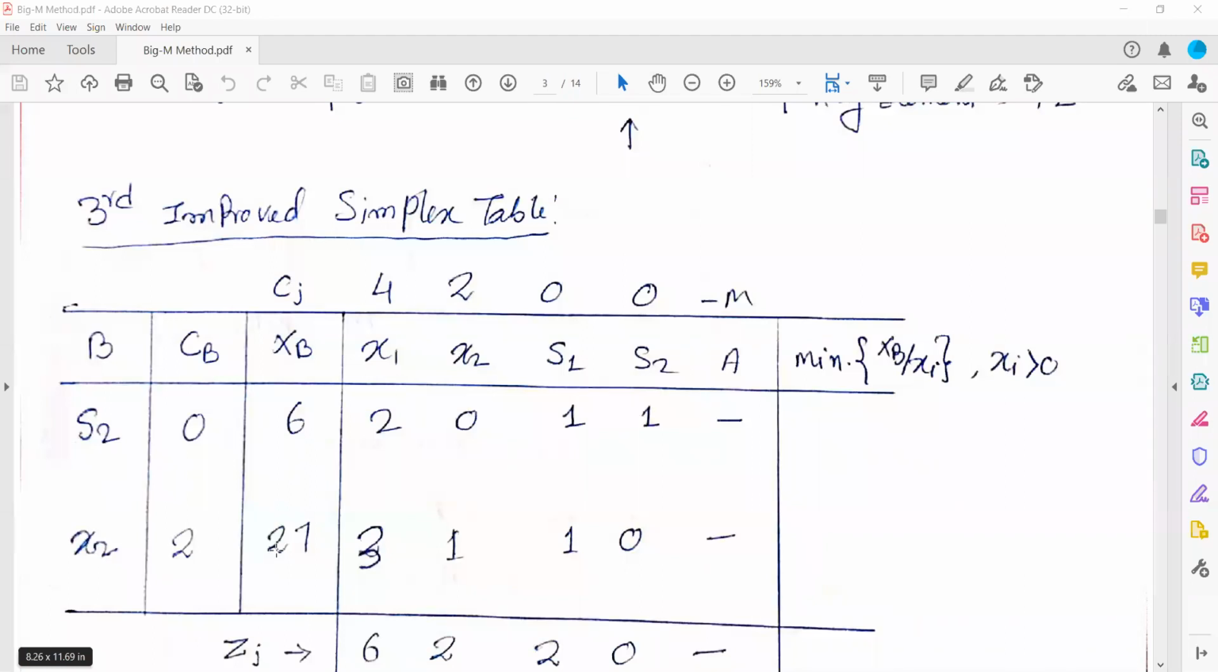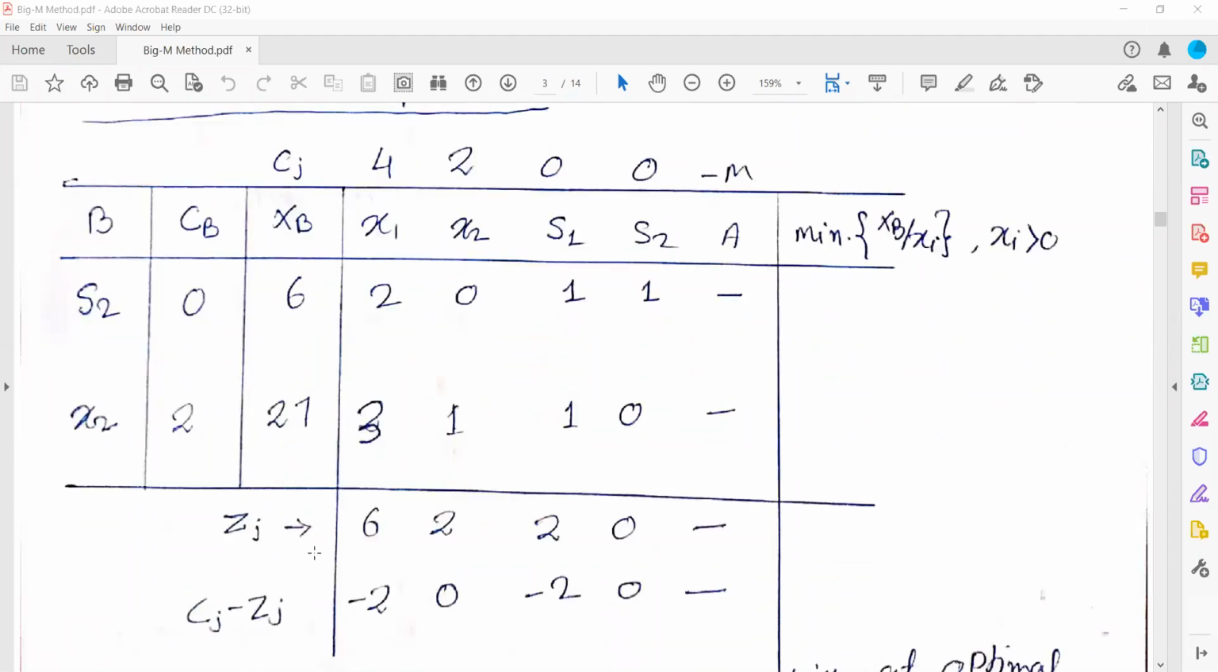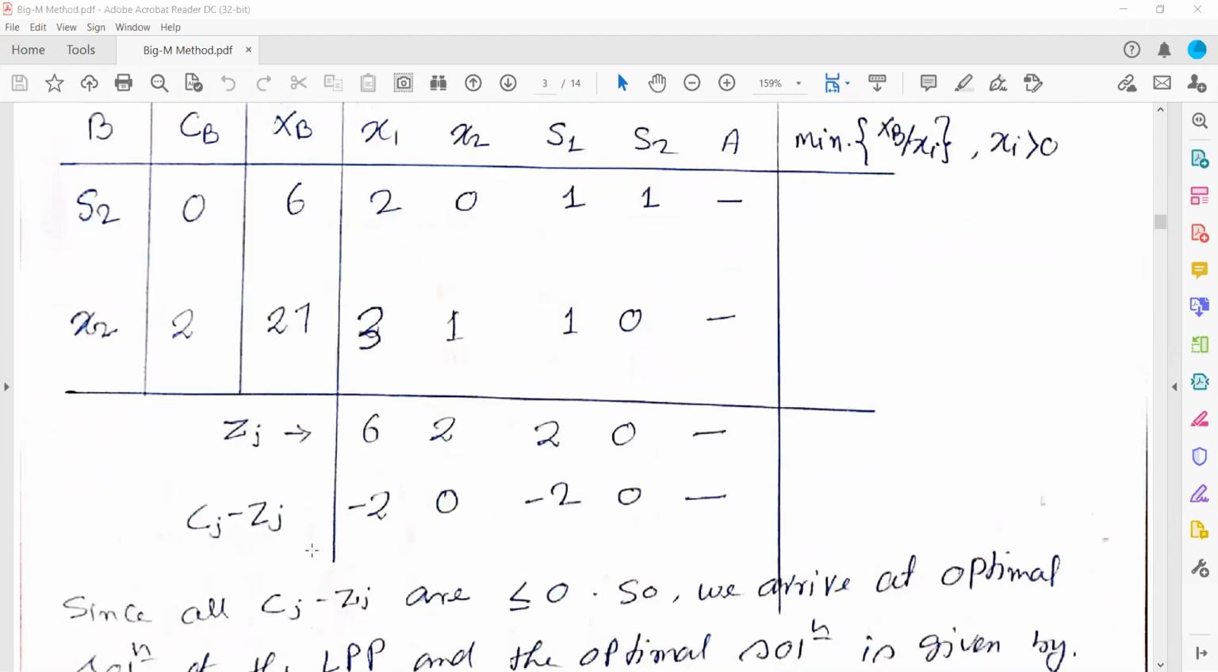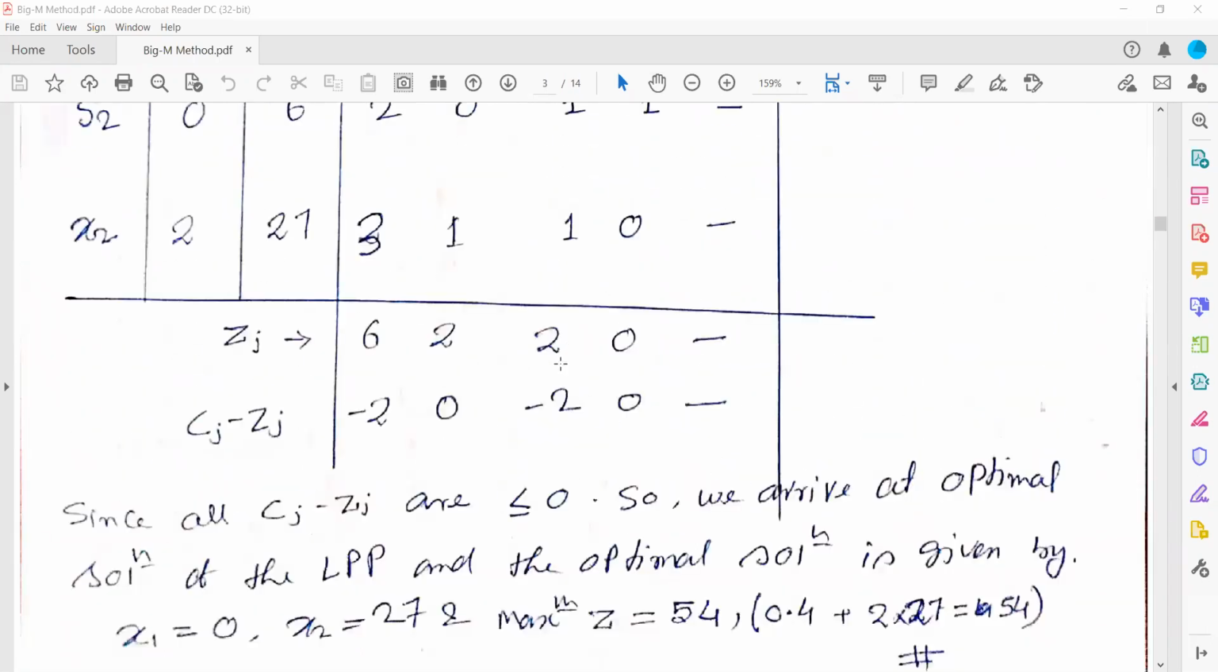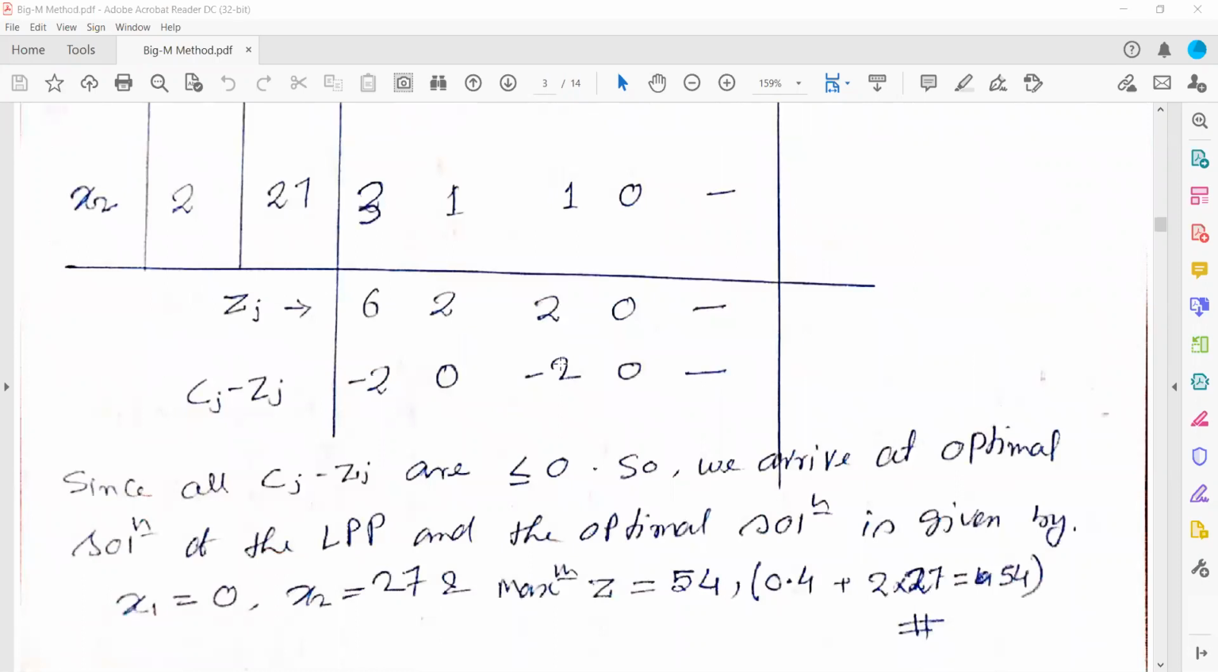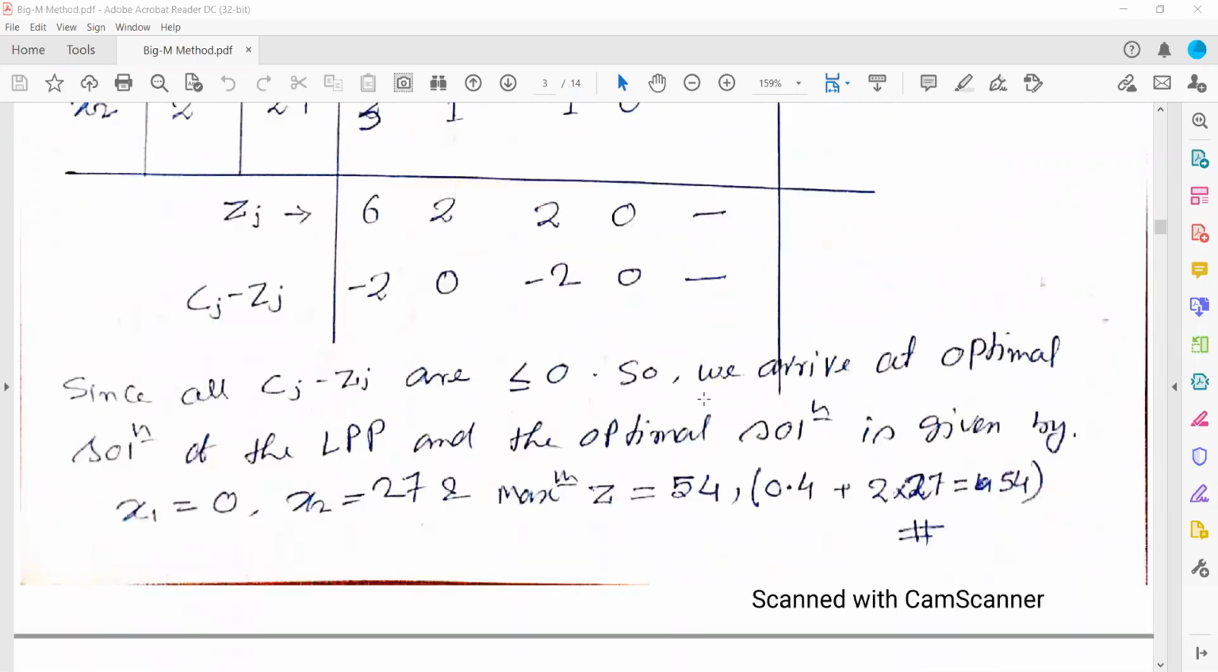And the value of X1 is what? There is no X1, that means X1 value will be 0. So you put the value of X1 and X2 there, and you will get the solution. Is that clear?